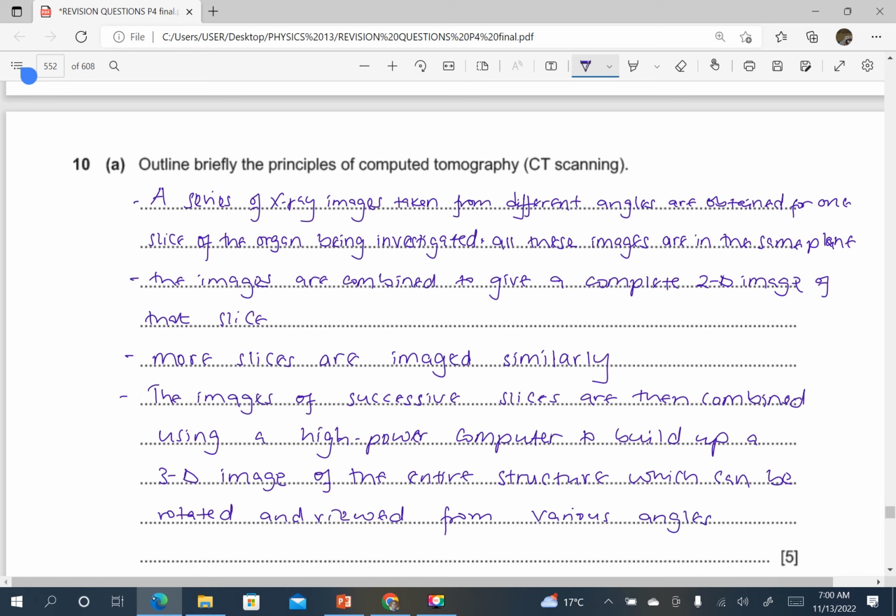Okay, so that is the CT scan, and it is the easiest scan, I guess, because it has very few simple steps. A series of X-ray images are taken from different angles just for one slice. The images are combined to give a complete two-dimensional image of that slice. Then most slices are also imaged in the same way. The images of the successive slices are then combined using a high power computer to form a three-dimensional image which can be rotated and viewed from any angle as desired.